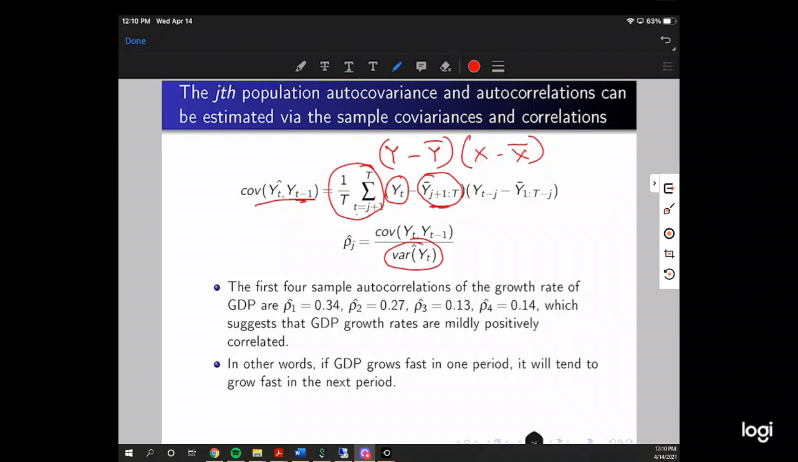The first 4 sample autocorrelations of the growth rate in the previous table of GDPs are 0.34, 0.27, 0.13, and 0.14, which suggests that GDP growth rates are mildly positively correlated. In other words, if GDP grows fast in one period, it will tend to grow fast in the next period.